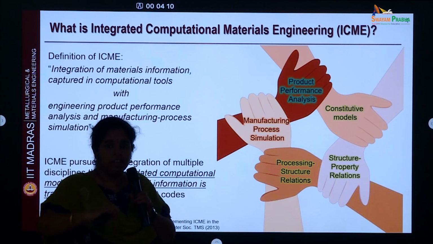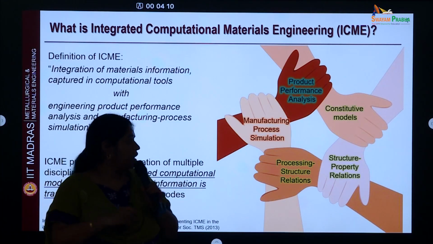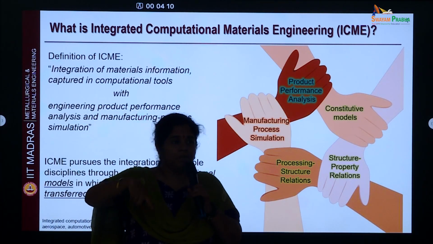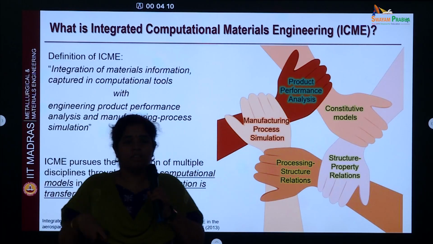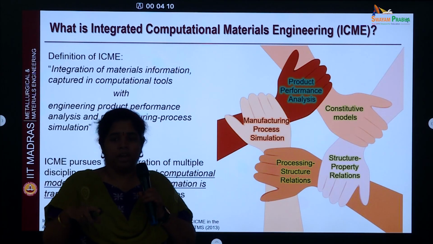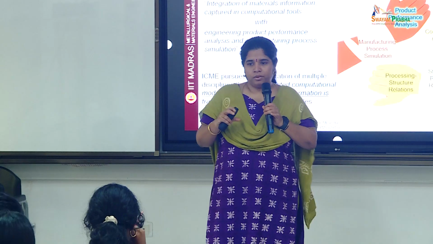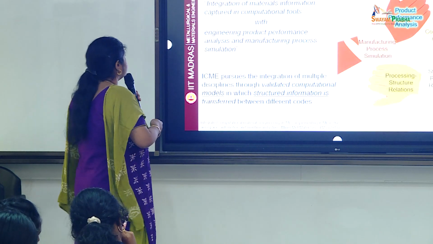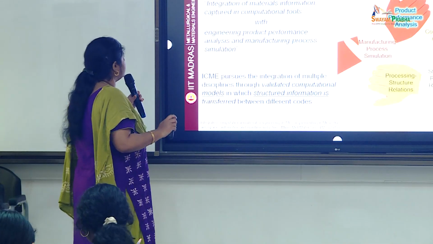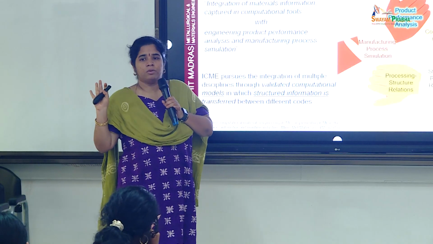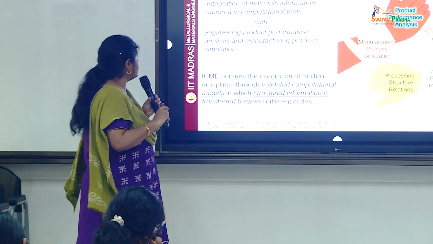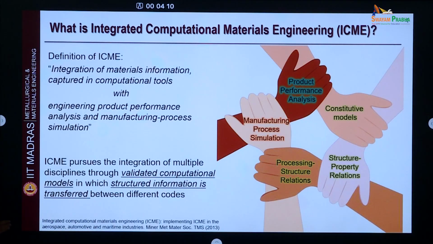I didn't put 5 separate hands. You see, the hands are holding each other, which means what? They should communicate. So all these 5 components of ICME have to communicate, and individually also they are important. Okay, so it is integration of materials information captured with computational tools, and engineering product performance analysis and manufacturing process simulation. So basically they have to communicate.